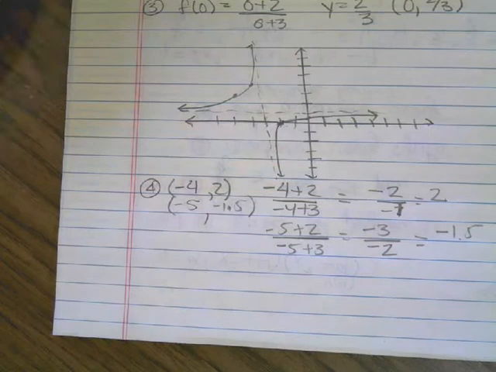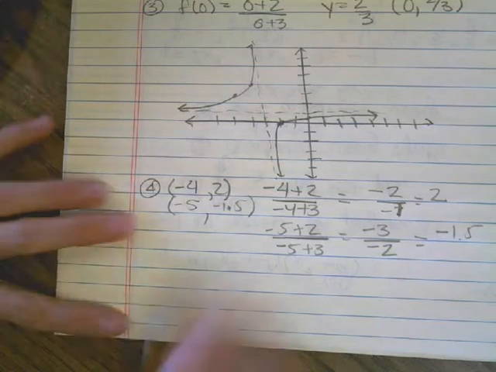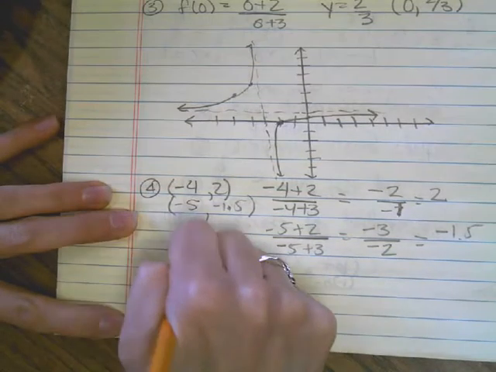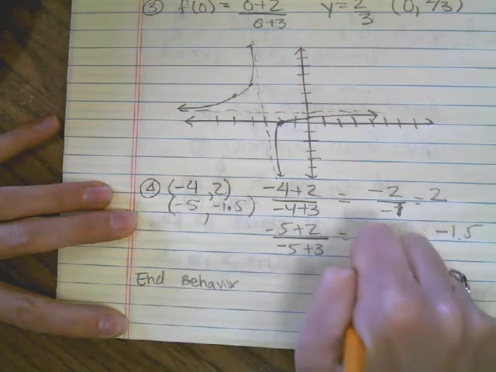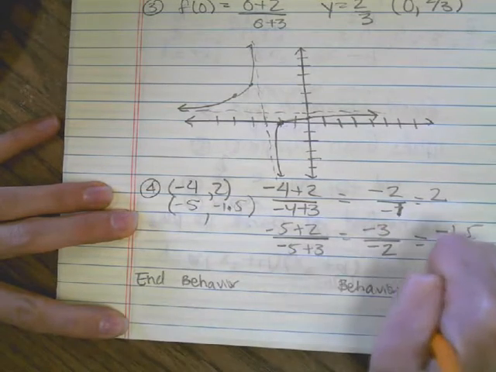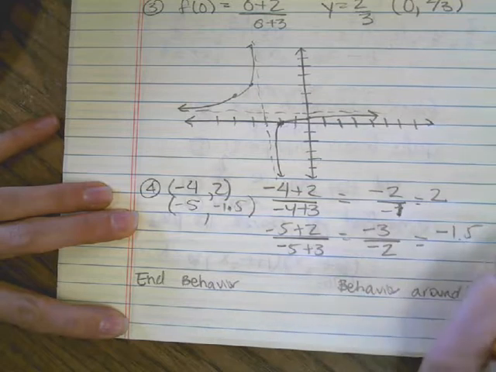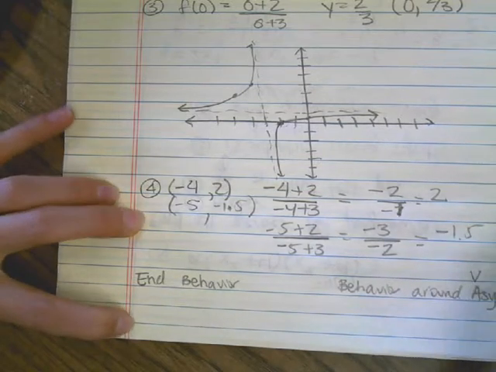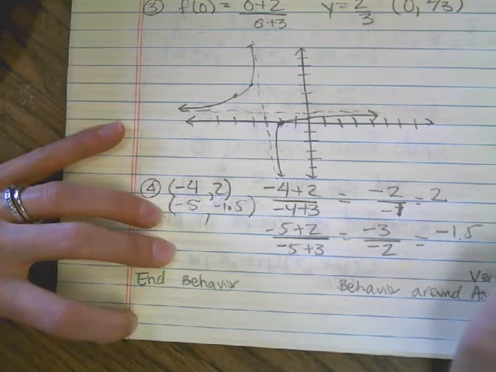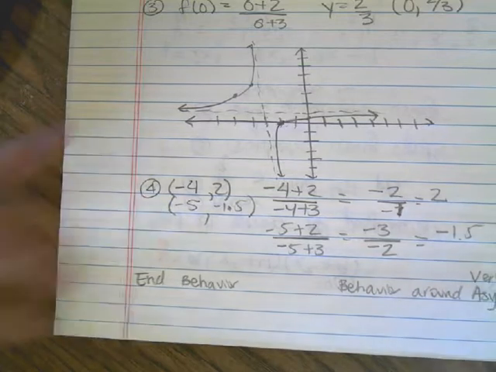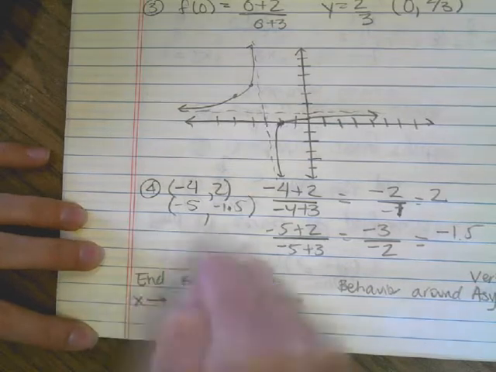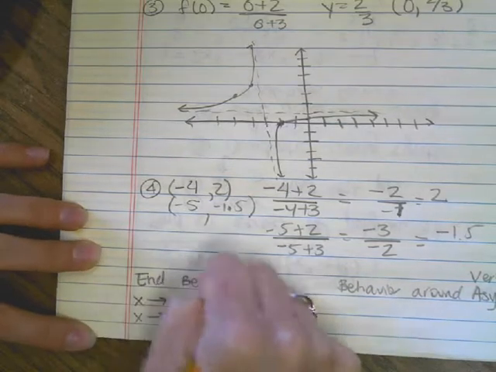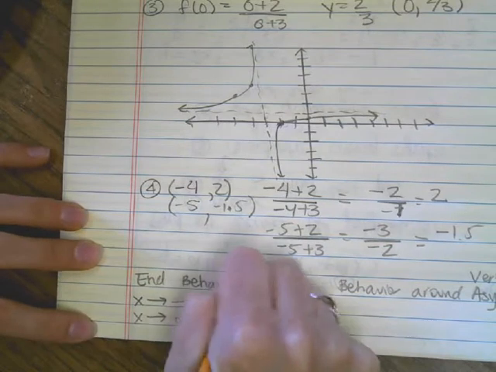This thing could also ask you what's the end behavior and what's the behavior around the asymptote. I should say vertical asymptote. So the end behavior we know is always going to be x goes to negative infinity and x goes to positive infinity. And then we'll have y goes somewhere.